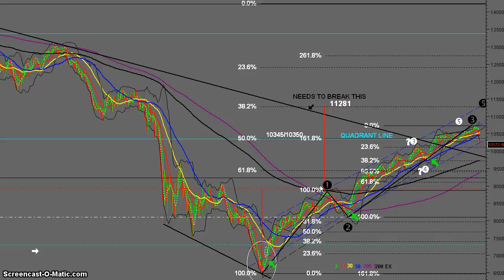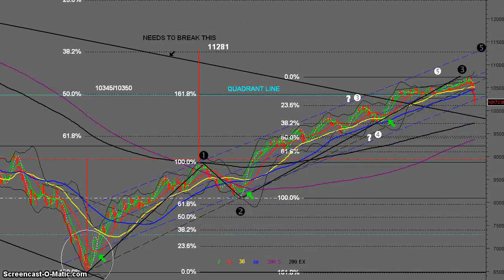What we're also looking at is this line that comes down off all these tops. It is what it needed to break. It's done that, but now it needs to find support at it, in my opinion. I'm just going to zoom in a bit here now so you can see things a little bit more closely.